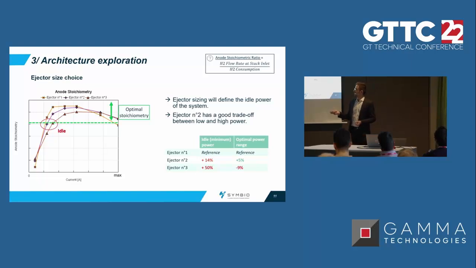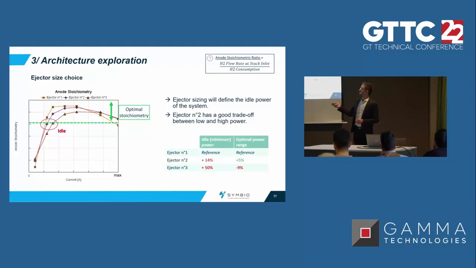If you look at the graph on the left, we compared 3 ejectors on a polarization curve, so meaning the x-axis is the current. And we defined an optimal stoichiometry, so it's quite a complex number. It takes into account different things such as durability, flow repartitions. And ideally, we want to stay above this optimal stoichiometry to avoid any risk.